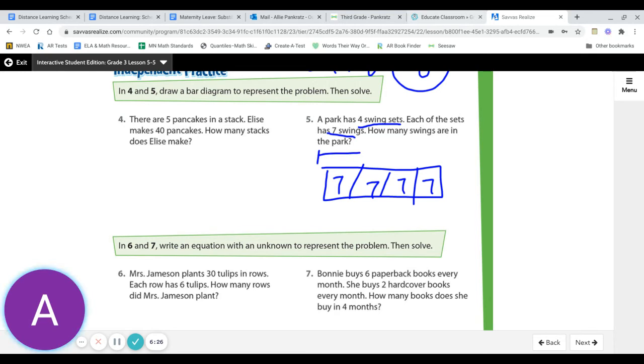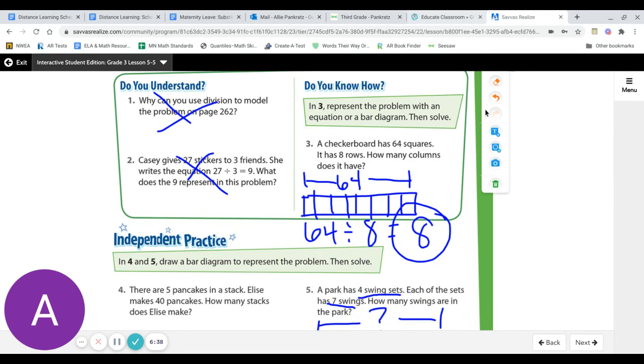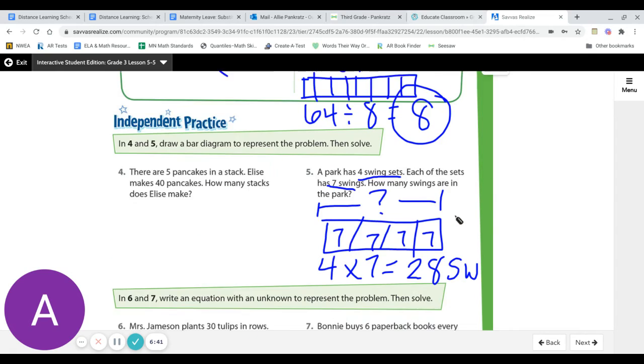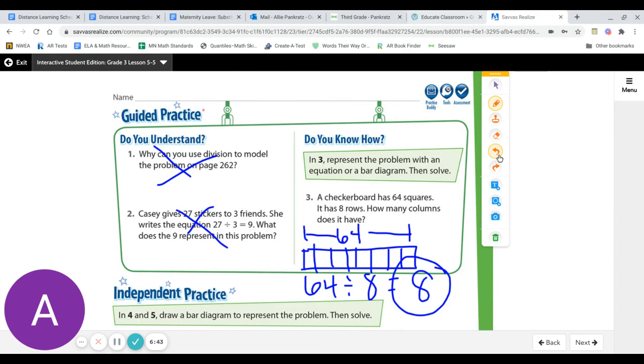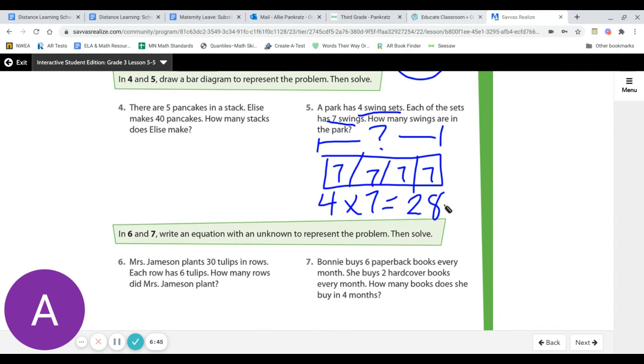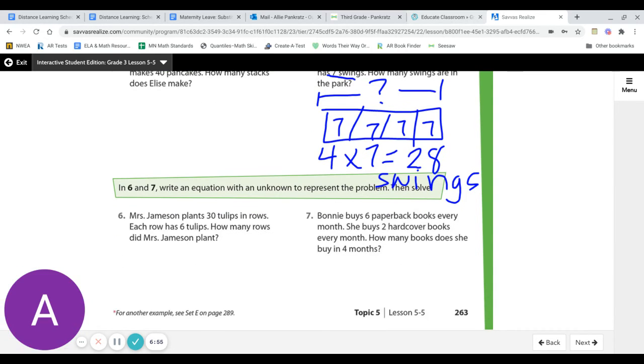So this time I'm trying to find my total at the top. So I can think about 4 times 7 equals what? I know 4 times 7 is 28. So there are 28 swings altogether. So to be careful when we're reading these problems to make sure they're giving us the total or the parts so that we are solving for the correct answer.